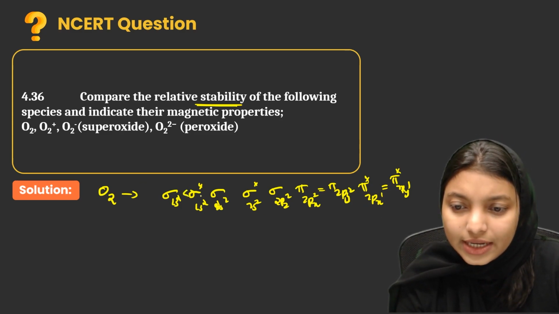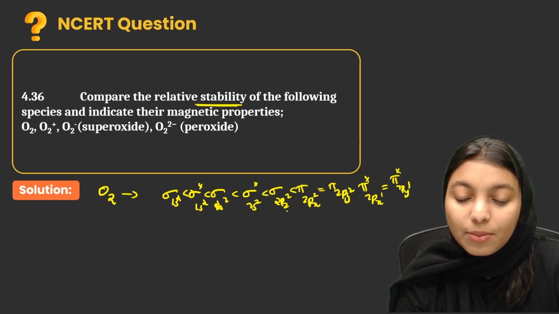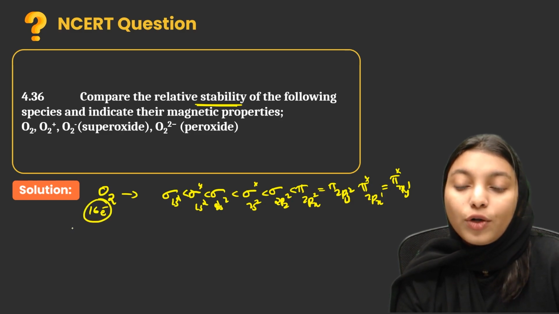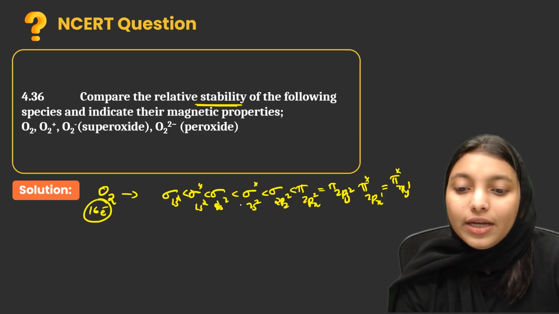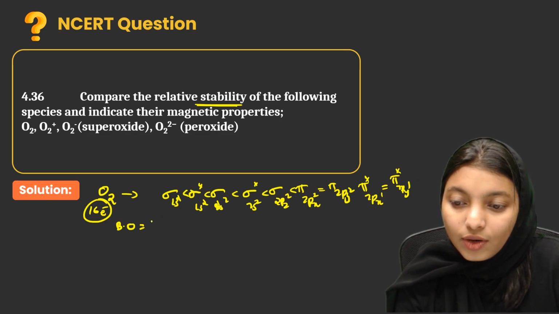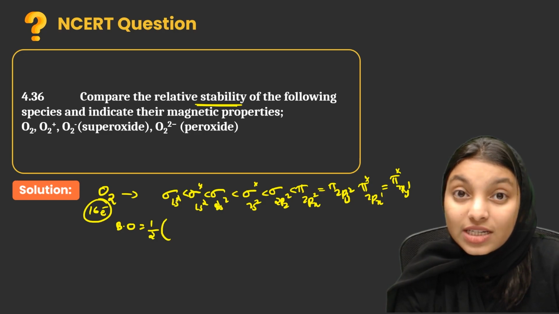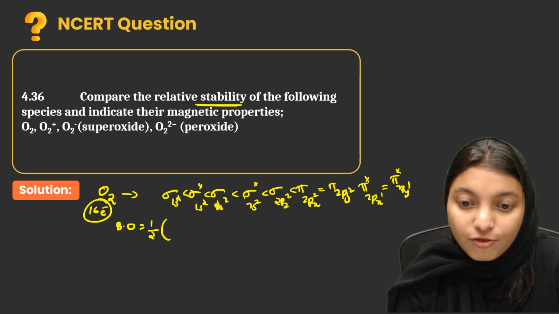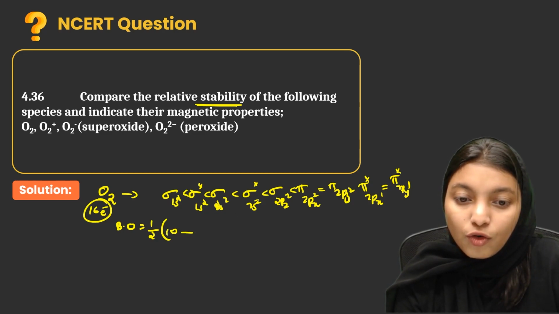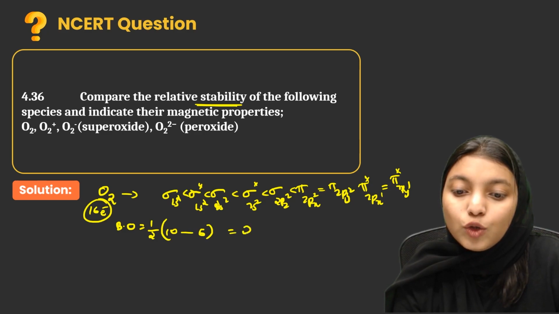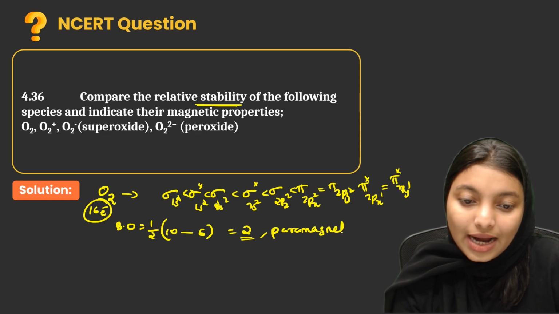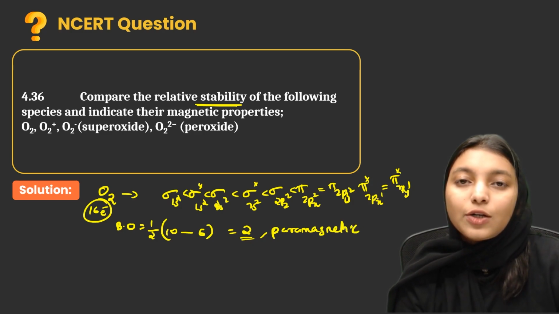That is how it will become 16 electrons. Clear? I hope you understood this, because sigma 2pz will come here as the number of electrons is greater than 14. Here we can write the bond order of O2. Bond order will be half into the number of electrons in the bonding molecular orbitals, 2, 4, 6, 8, 10, so 10, minus 2, 4, 6. It will be 2. And it is paramagnetic since there are unpaired electrons.